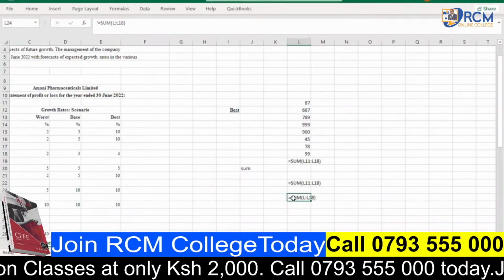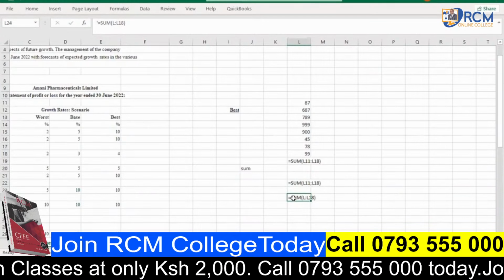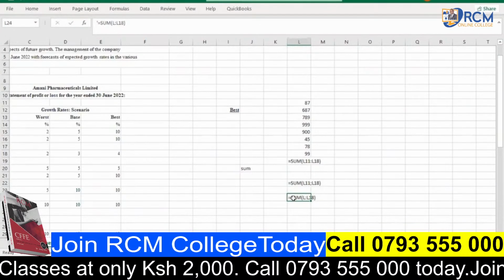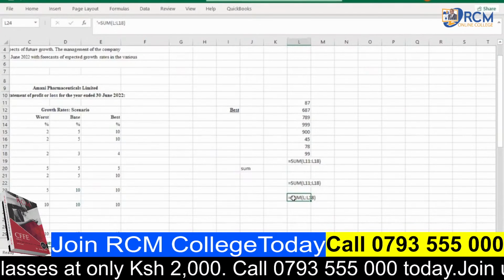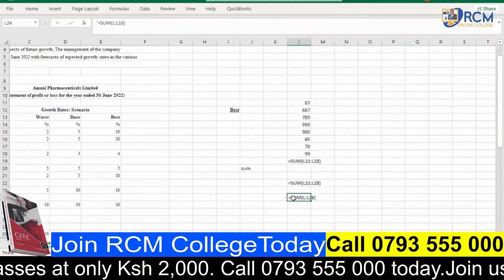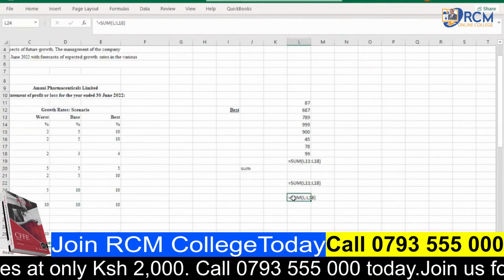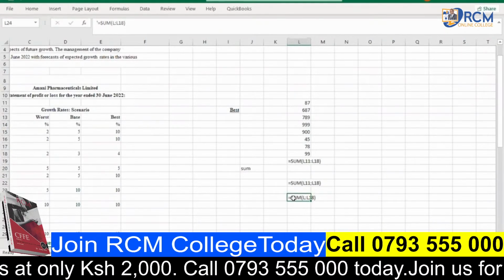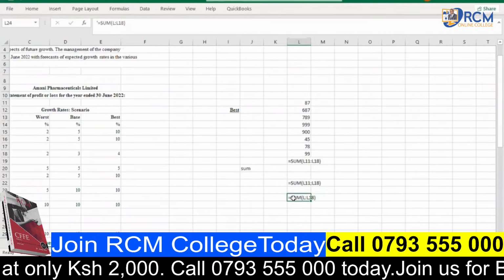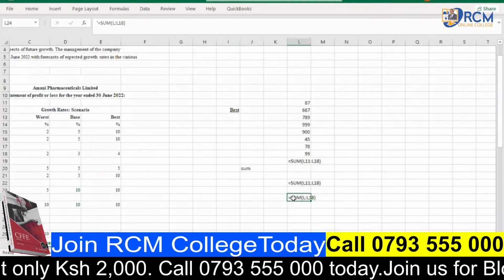Which question is this? Can someone help Collins? He's not even aware of the question which we are talking about. Someone to help Collins. Question number 20, the December paper.